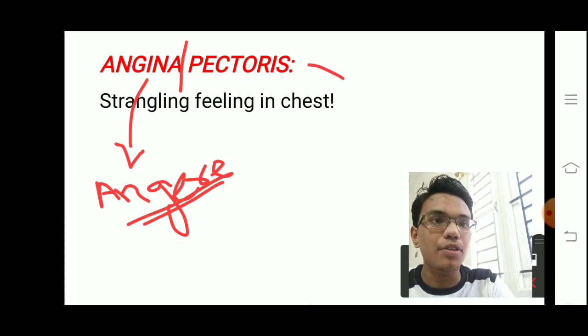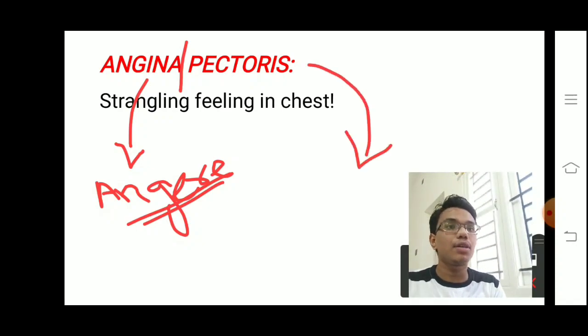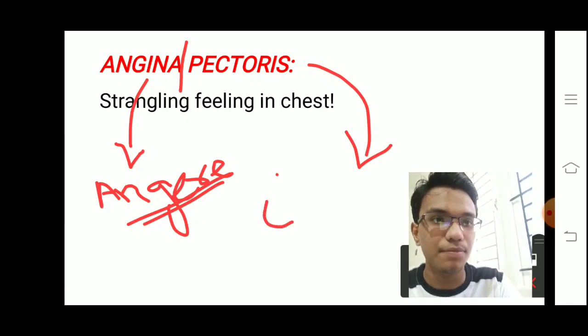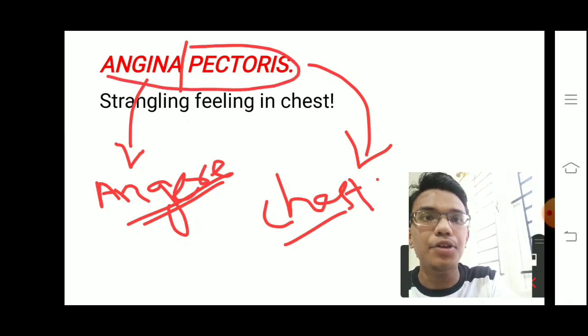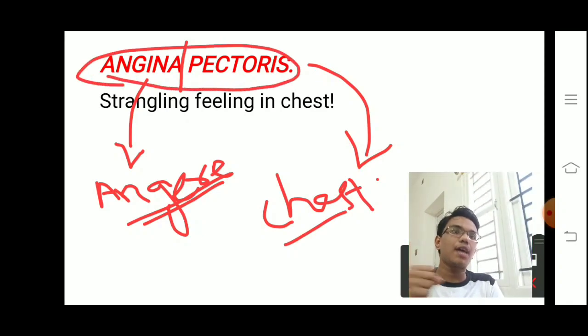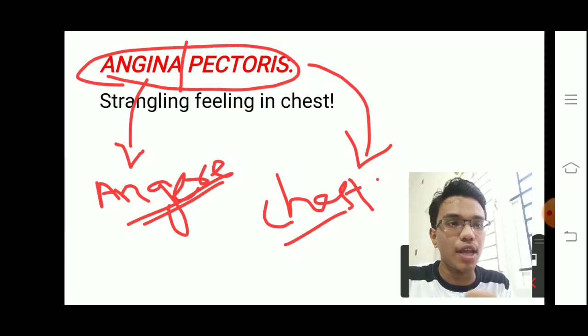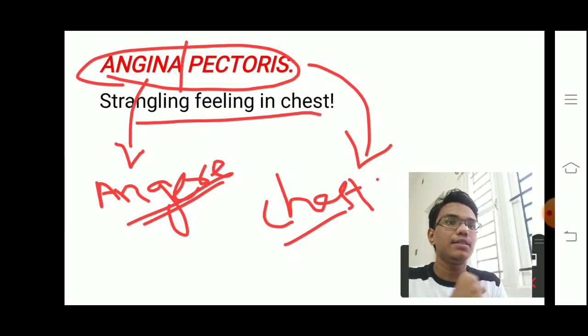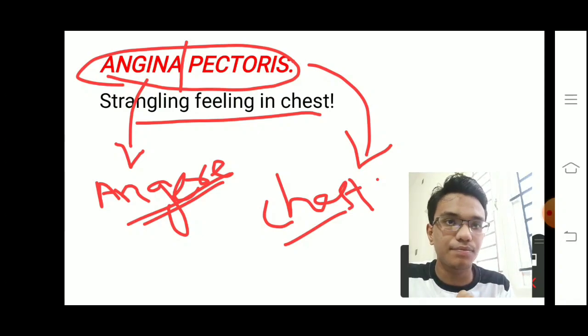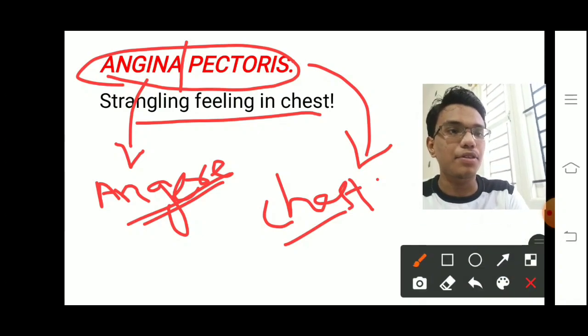And pectoris is derived from the Latin word pectus, which means chest. So basically, angina pectoris, if you combine them together, means something is strangulating the chest. That's what is given here: strangling pain in the chest or strangling feeling in the chest. That's the meaning of angina pectoris.